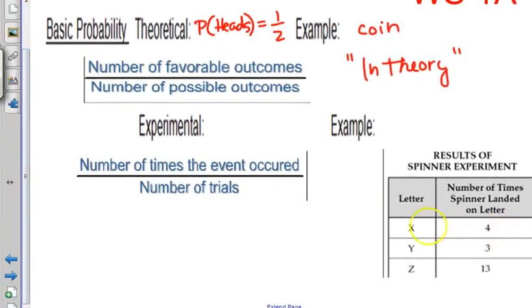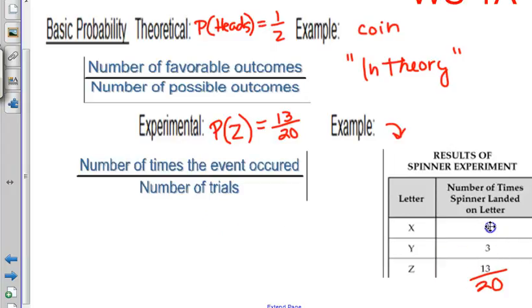Okay, so there was a spinner. It apparently had an X, Y, and a Z. And they don't show us an example of the spinner, but the experimental probability of spinning a Z appears to be 13 out of 20. Is that right, guys? Did I total that? Okay. Any questions about that?